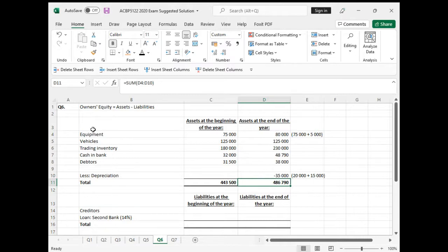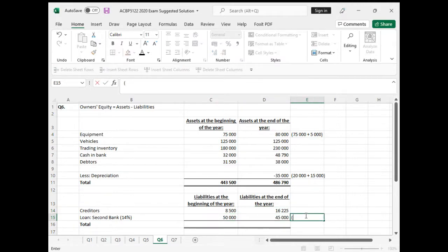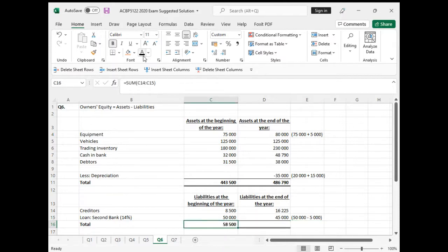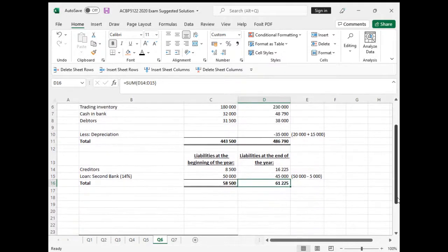Then our liabilities in the beginning of the year was 8,500 for your creditors, whereas it is 16,225 based on the additional information at the end of the year. Our loan in the beginning of the year was 50,000, and then at the end of the year it is 45,000, which was the 50,000 less the repayment of 5,000 based on the additional information. Okay, so that means our liabilities in the beginning of the year was 58,500, and at the end of the year was 61,225.